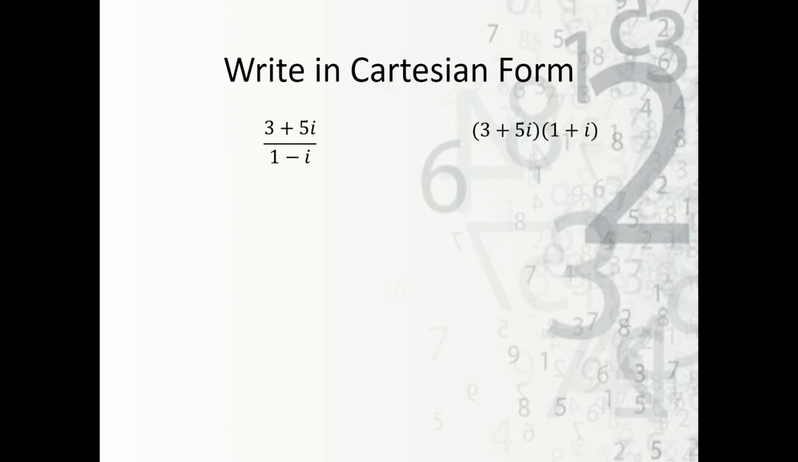Now how do we write these numbers in Cartesian form? Well, we have here (3 plus 5i) over (1 minus i). In order for it to be in Cartesian form, the denominator can't exist. We need to get rid of that denominator. To do that, we multiply by the conjugate. If we multiply both the top and the bottom by the conjugate, we end up with (3 plus 5i) times (1 plus i), and then (1 minus i) times (1 plus i).